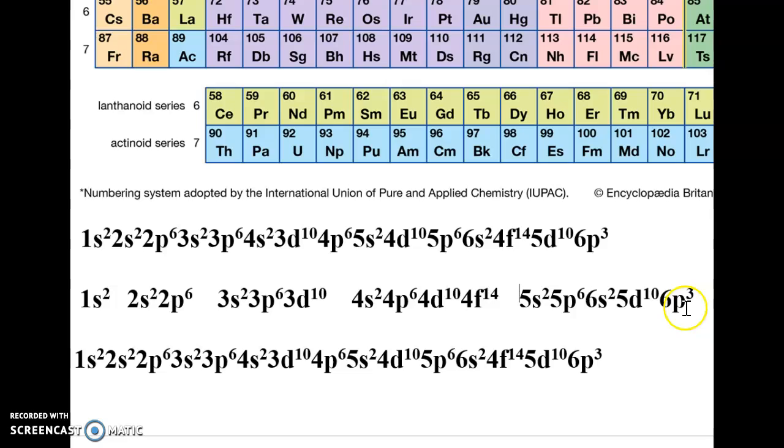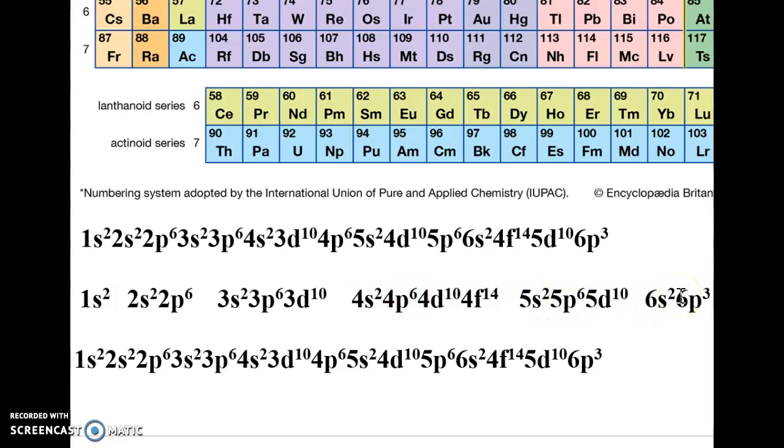Now we have to kind of split up the 5's and the 6's. So 5D is split off from the 5S and the 5P, so I'll move that over here and create some space. Whoops, space in the wrong spot. Create some space over here. So now we have the standard form. First energy level, second energy level, third, fourth, fifth, and sixth.